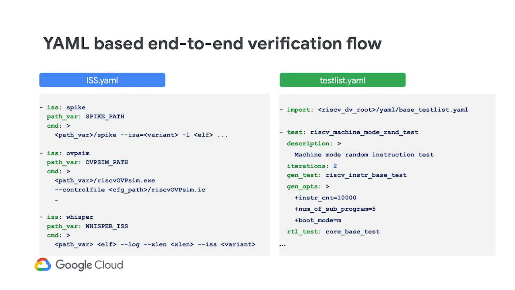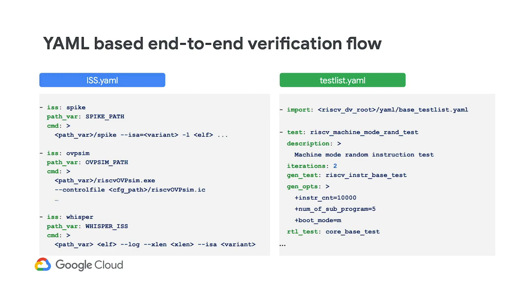So these are the 2 YAML files we have. On the left is the ISS YAML. You can see there are actually 3 entries. One is Spike. The other one is OVPsim from Imperas. And the third one is Whisper from Western Digital. It's just a bunch of entries in the file. You configure how to run your test and a bunch of variables you pass to that file. Then you can switch between different ISS.